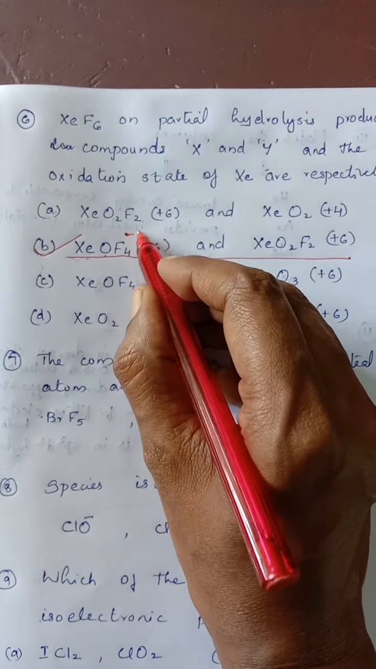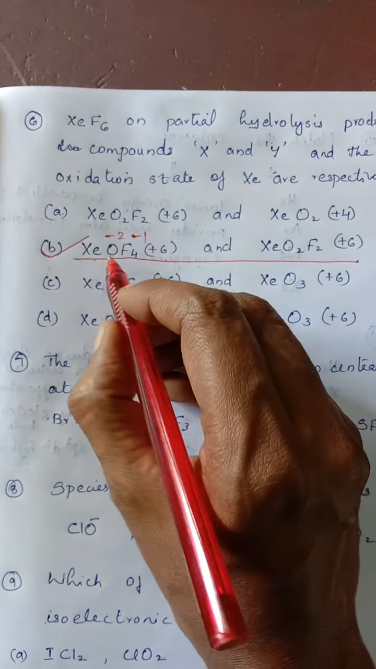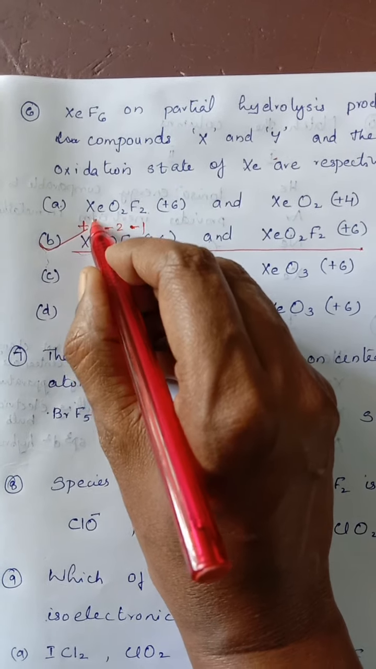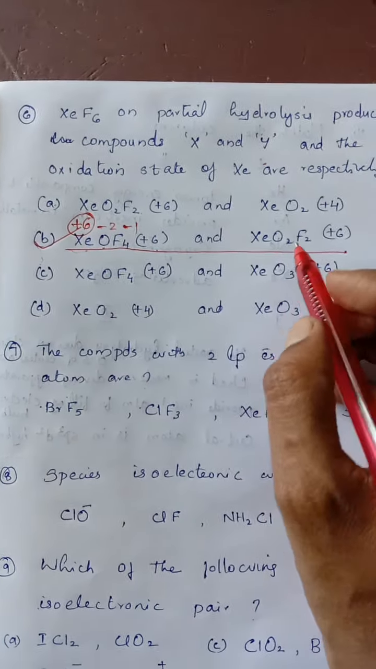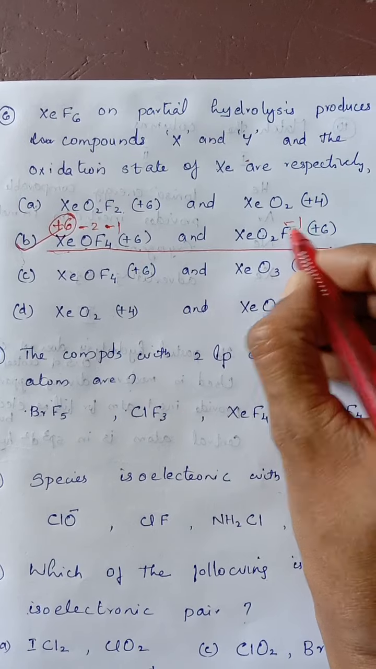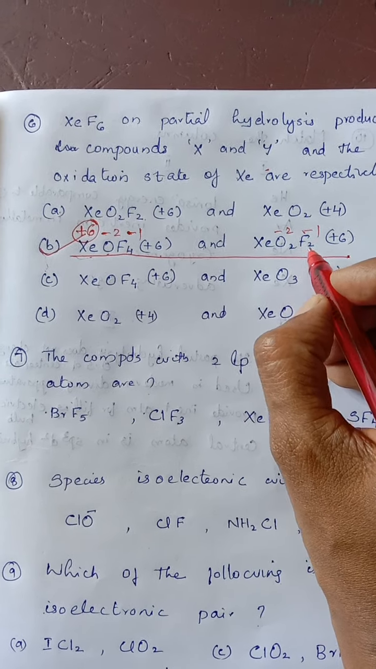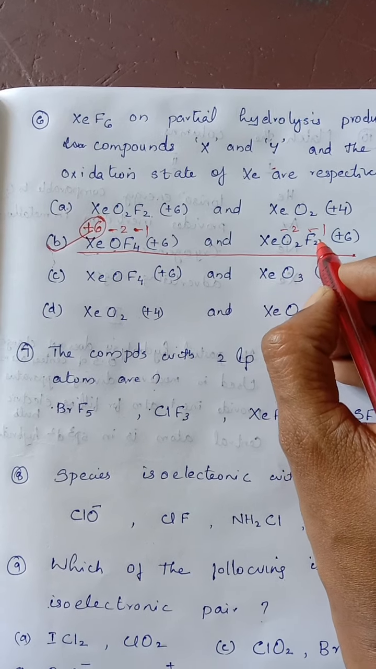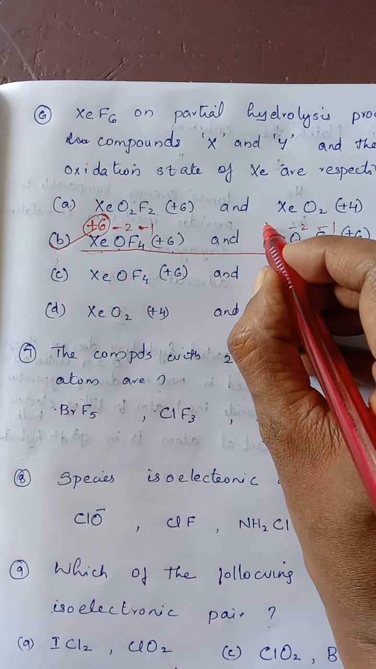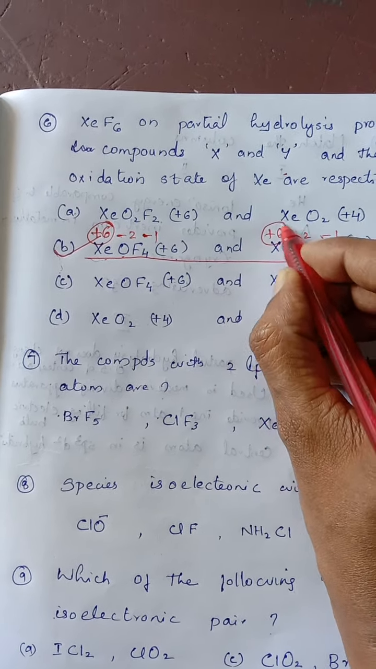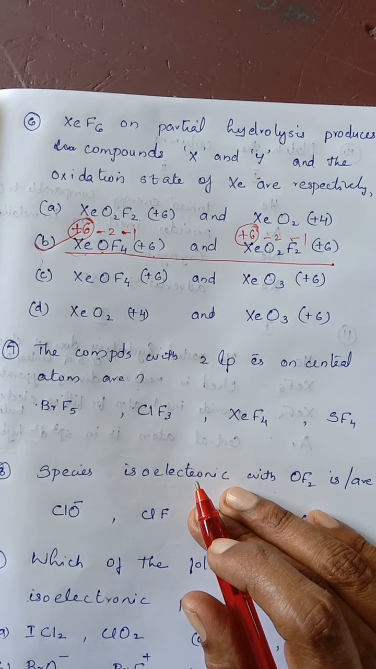Here fluorine is -1, oxygen is -2. So the xenon atom carries +6 oxidation state in the first compound. In the second compound, fluorine is -1, oxygen is -2. Total negative charge on fluorine and oxygen is 4 negative, 2 negative, 6 negative. So xenon carries +6 oxidation state.